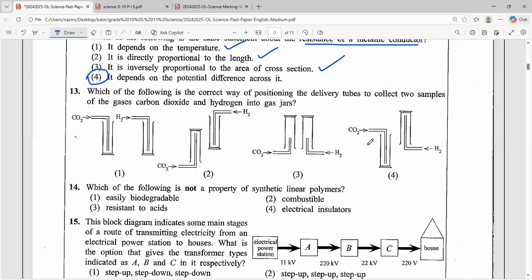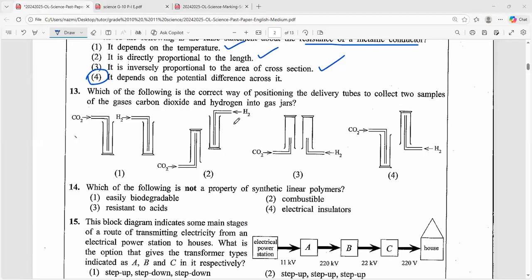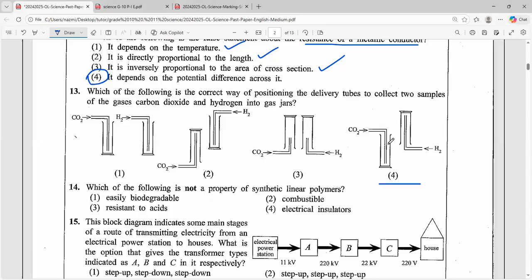13th one. Two samples of gas collection they have given. So first one, carbon dioxide, you can do with the downward displacement of air. No, upward displacement of air you can do. Hydrogen you can do by the downward displacement of air. Fourth one, yeah: carbon dioxide, upward displacement of air; hydrogen, downward displacement of air.